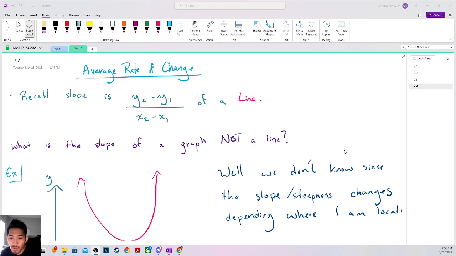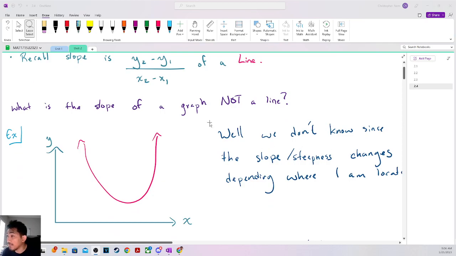Let's look at this. This is a quadratic right here, a parabola shaped quadratic. And we don't know the steepness of this. The reason why is because it depends where I'm located. If I told you what is the steepness from here to here, this is very steep. But if I look somewhere else from here to here, this is not as steep, is it? So it depends on where you are at on your graph. A line will always have the same slope, but not other types of graphs.